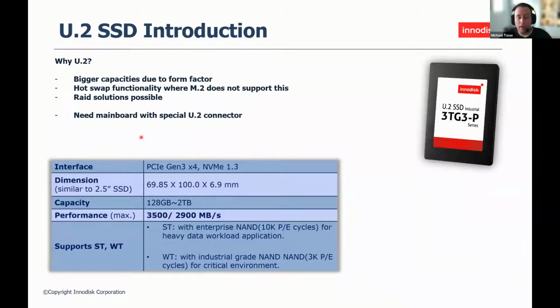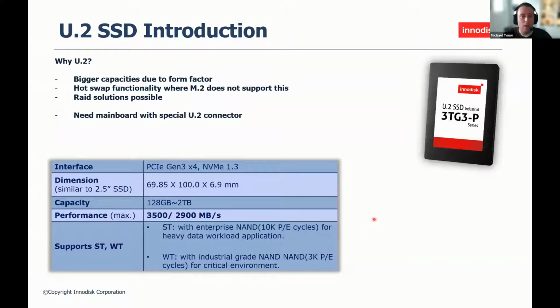The downside is, and since we are working in the industrial sector, you need a motherboard with a U.2 connector, and this is slowly getting more and more available in the market. So when you look to this solution, make sure you have the right mainboard. We have 2 different versions. We have one with standard temperature, which uses enterprise NAND. And if you can remember one of the first slides I showed you for 3D TLC, this device has a 10K PE cycle, meaning that it can be rewritten 10,000 times before the flash IC actually starts to fail. And we have a wide temperature with industrial grade, but only has a 3K PE cycle.